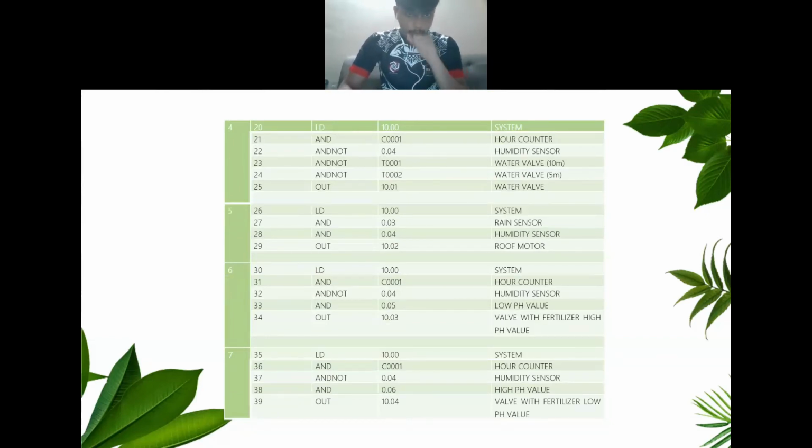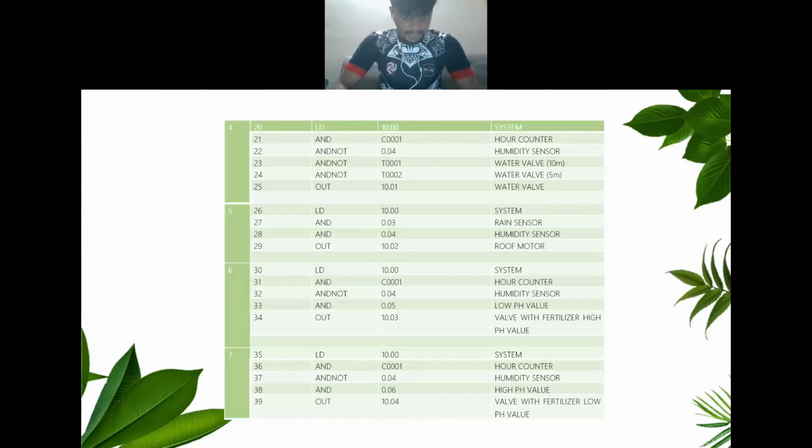the system, which is LD, followed by the hour counter, humidity sensor, water valve for 10 minutes, and water valve for 5 minutes. And the water valve will be the output, and 3 of them will be AND NOT, and 1, the hour counter, will be AND push button. And rung 5 will start with the system as usual, followed by rain sensor and humidity sensor, and the output will be the roof motor. Both rain sensor and humidity sensor will be AND gate and push button.